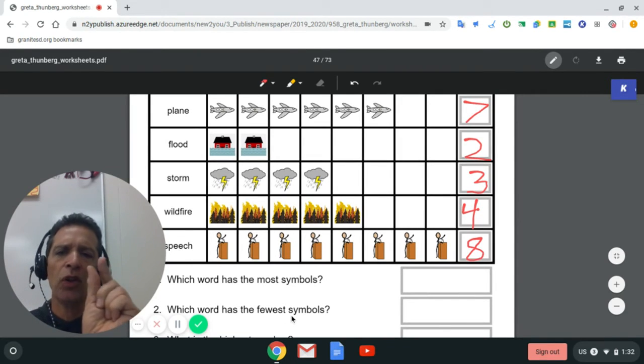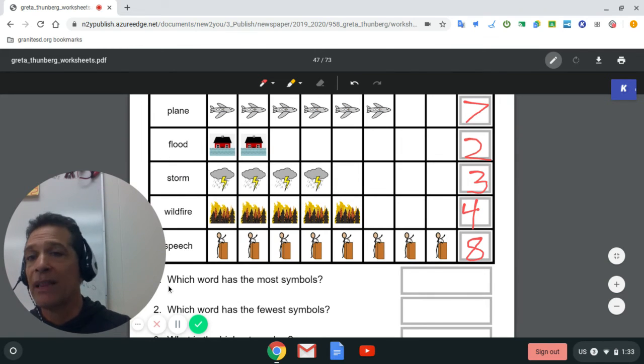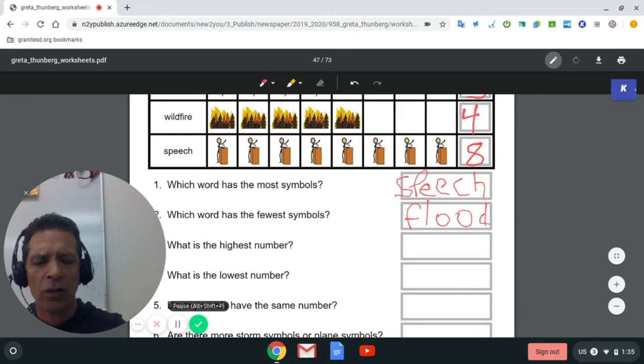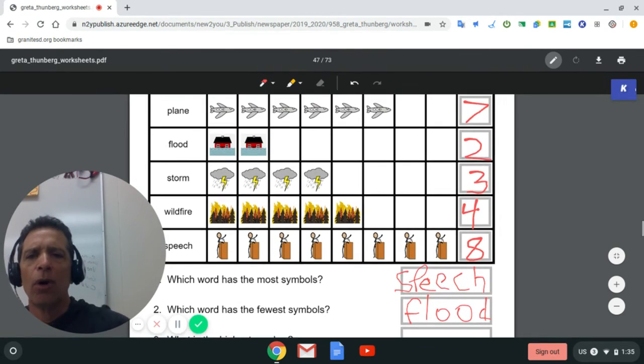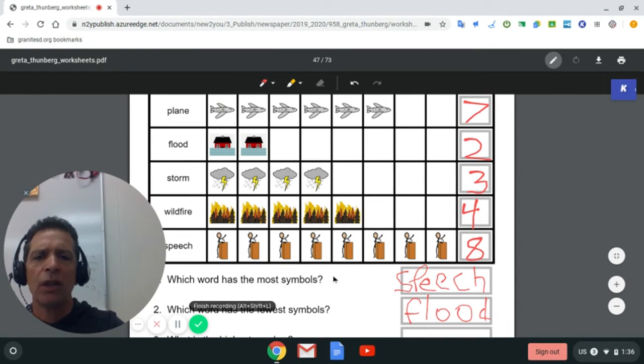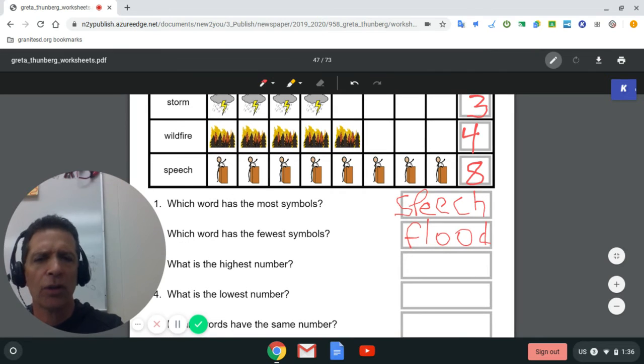Which word has the fewest symbols, fewest pictures? And that's going to be what? Fewest, as small as 2, is flood. You're going to write that on the answers there. Okay, catch you in a minute. Okay, guys, here's the answers. I might have messed you guys up. I can't remember what I said. But the most pictures are right here. The biggest, so the word is speech, and the fewest is flood. Okay? So if I messed up on one, I apologize.